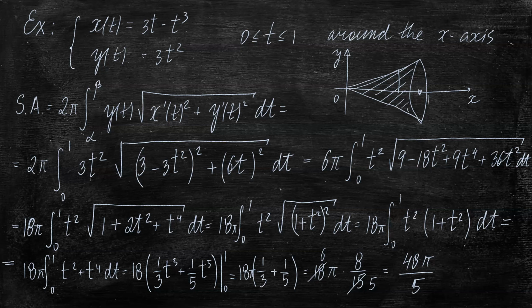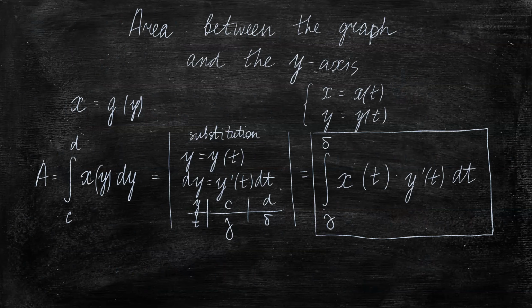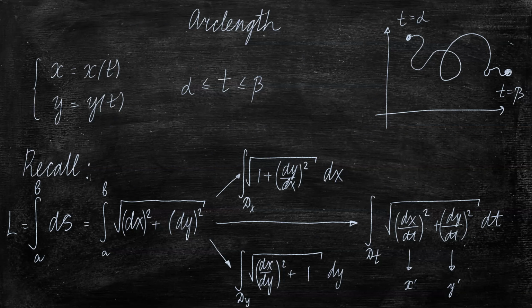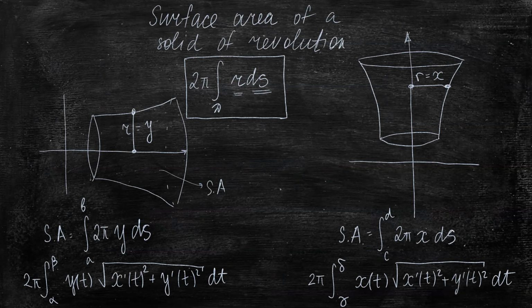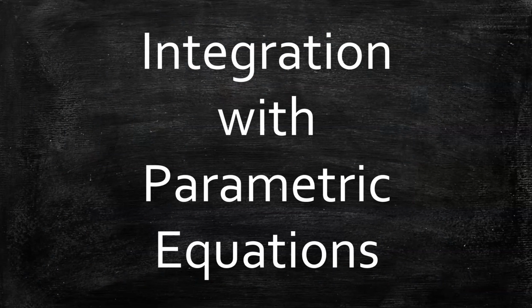So altogether we discussed how to find the area between the graph and the x-axis, how to find the area between the graph and the y-axis, how to find the arc length, how to find the surface area of a solid of revolution. So in general, we discuss how to use integration with parametric curves.